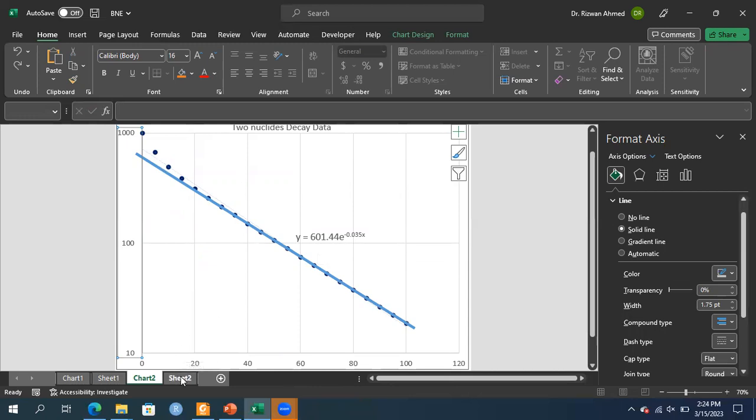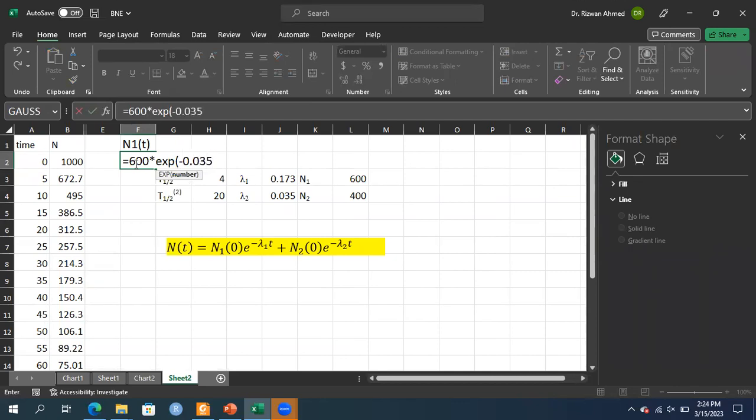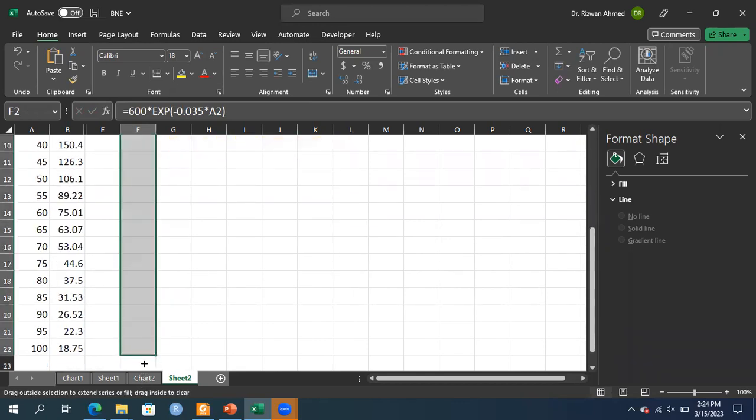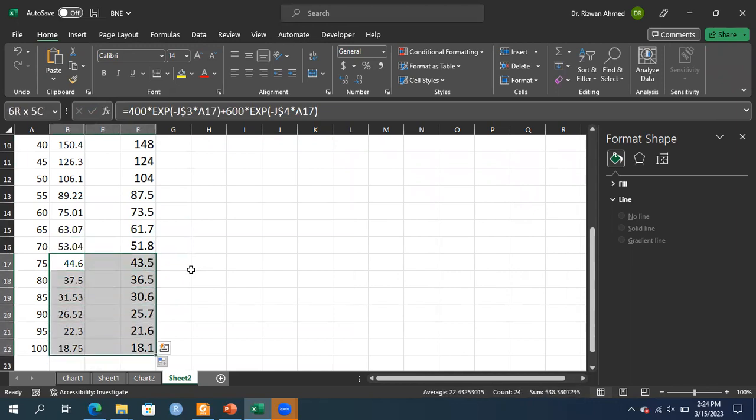So now we have the model for the long-lived isotope. I can say now the data is 600 times e raised to the power minus 0.035 times t. This is going to prevail for most of the data. You can see in the final part, the values are almost equal, right?